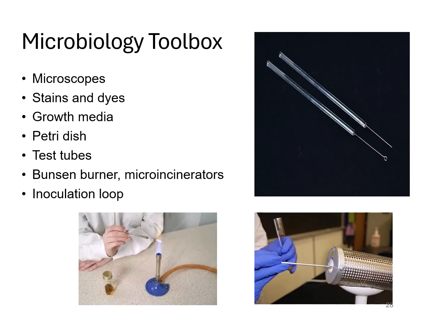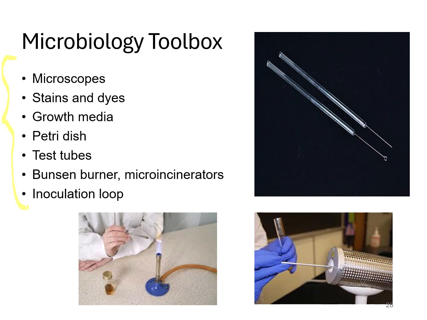Towards the end of section 1.1, you see this section in the book called the Microbiology Toolbox, where they have a list of terms, and we're going to see these items in our lab. It'll be a lot of fun. We'll have our microscopes, our stains and dyes. Eventually, we'll work with petri dishes and more media, test tubes. But I wanted to point out a couple things.